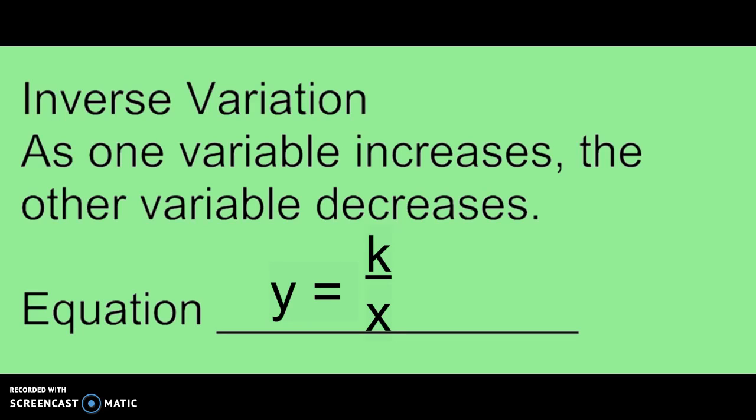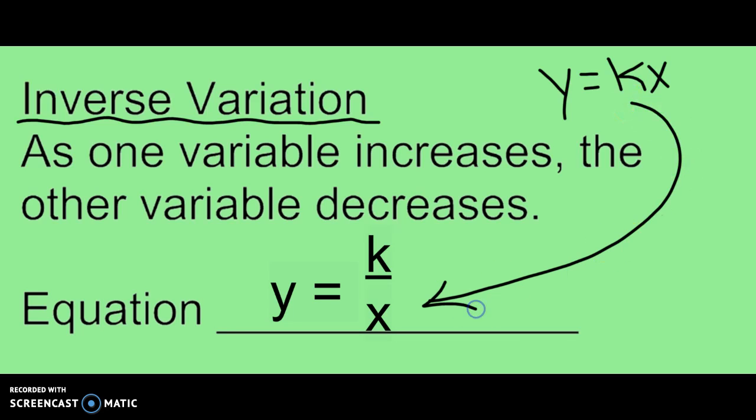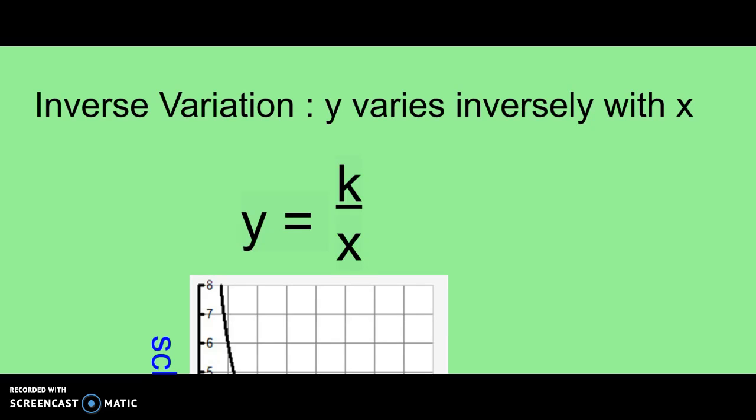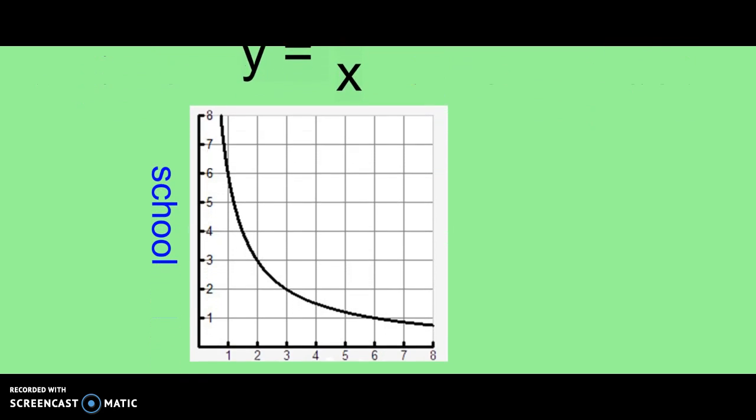So here's the formula for an inverse variation. That is not a direct variation. Inverse means that it's the inverse of multiplication, right? So in a direct variation, you're multiplying k by x. In an inverse variation, you're going to be dividing k by x. So let's play around with that a little bit. This is what an inverse variation looks like, okay?